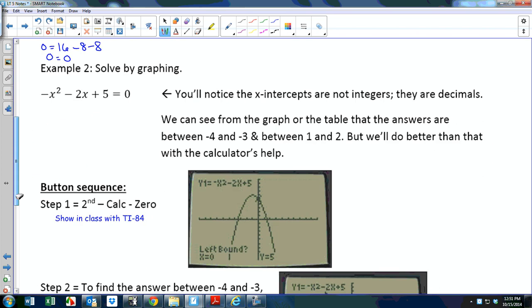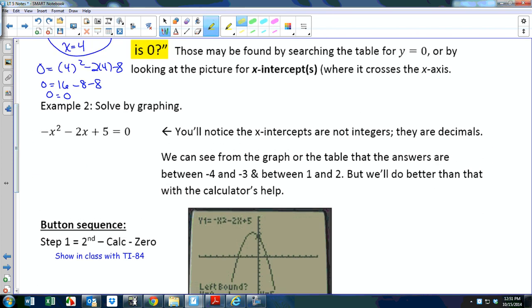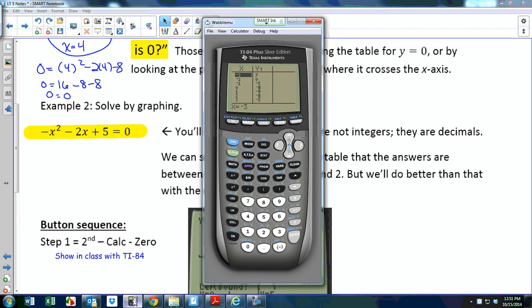Let's look at an example where they aren't integer answers. They're going to be decimals. Okay? So this is where the calculator comes in. Go back to y equals, clear out the old one, and now let's solve -x squared minus 2x plus 5 equals 0. -x squared minus 2x plus 5, and then hit graph. If you had to guess, what would you say the answers are? If you had to guess.